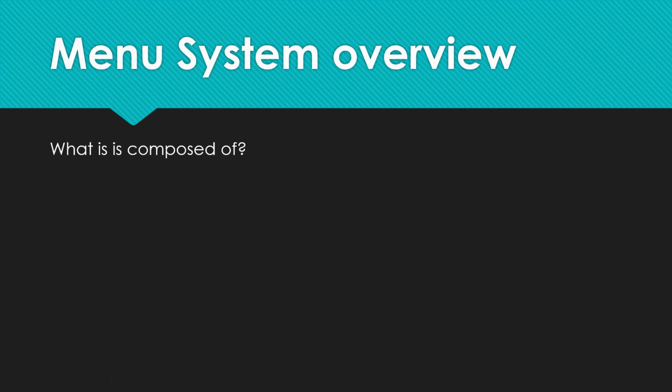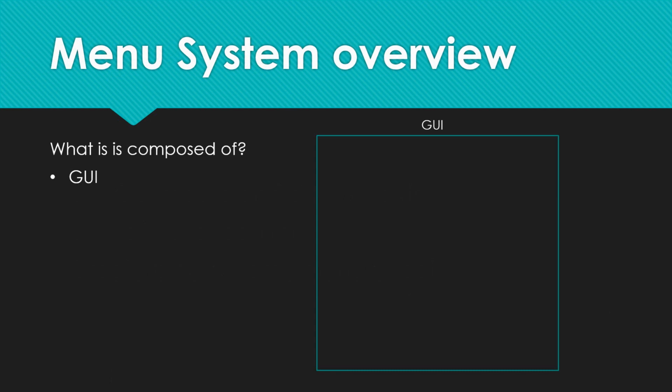Okay, so for the menu system, basically what is it composed of? It's going to be composed of a GUI element, and this element is going to be stretched to the same size as the room, but it can be a different size also.